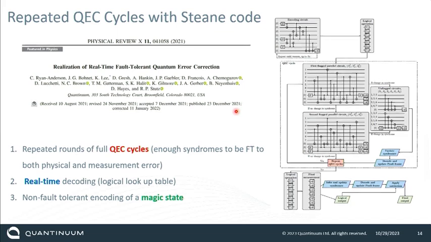Most notably, we did repeated rounds of full QEC cycles. And when I say a full QEC cycle, I mean I'm measuring enough syndromes to be fault tolerant to both physical and measurement errors. We did real-time decoding in the form of a logical lookup table. And we also did a non-fault tolerant encoding of a magic state. So for this talk, I'm going to focus on this main experiment here, which is the QEC cycle experiment. I'll walk through this diagram, and then we'll look at some results.